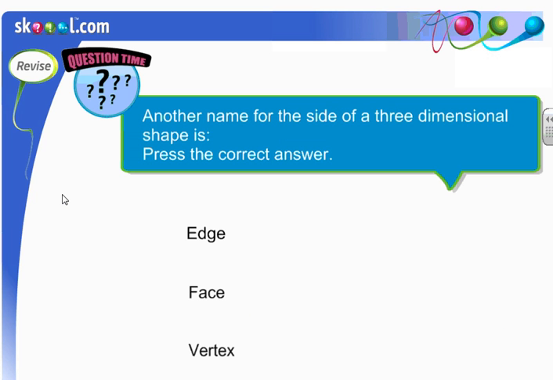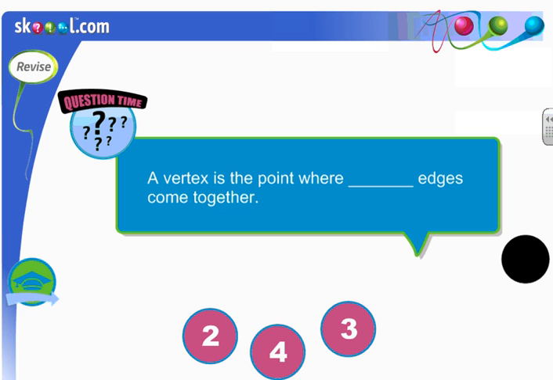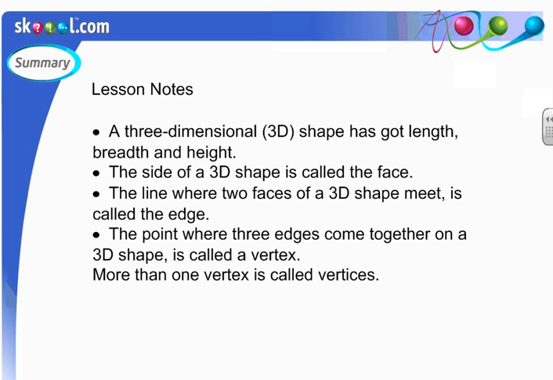Okay, all right, another name for the side of a three-dimensional shape is, pick your answer in your head. And our answer is face. The vertex is a point where how many edges come together? I think it's 2, 4, or 3. Get your answer in your head. And it should be 3 edges. And that's about it for just classifying the basics of a shape.